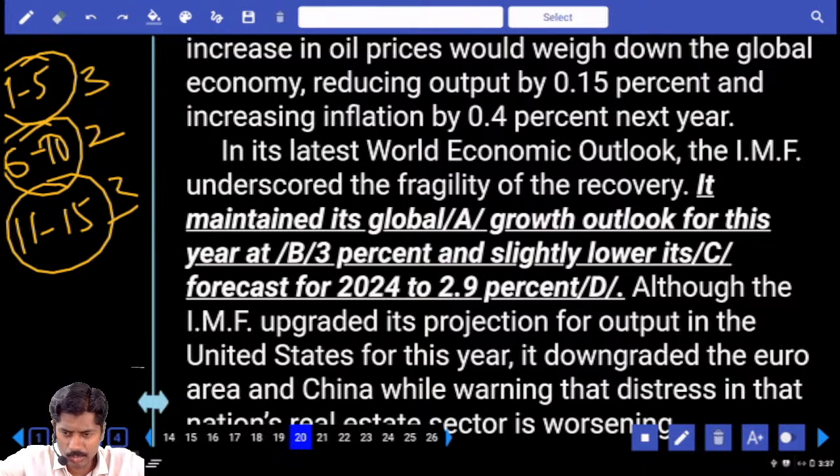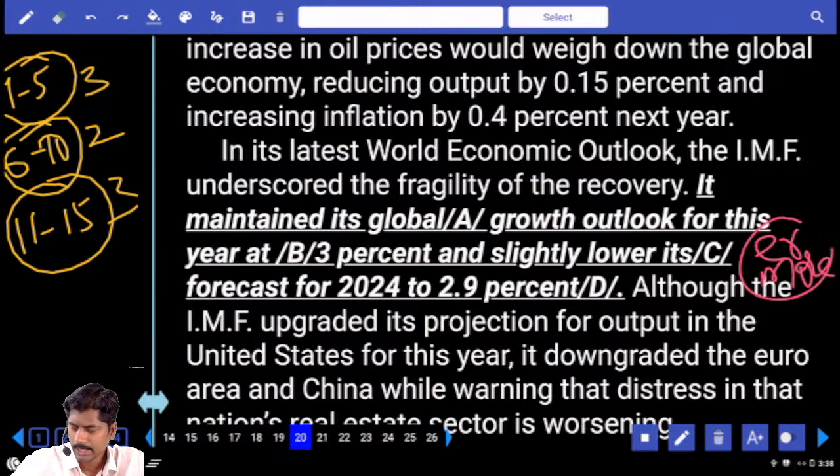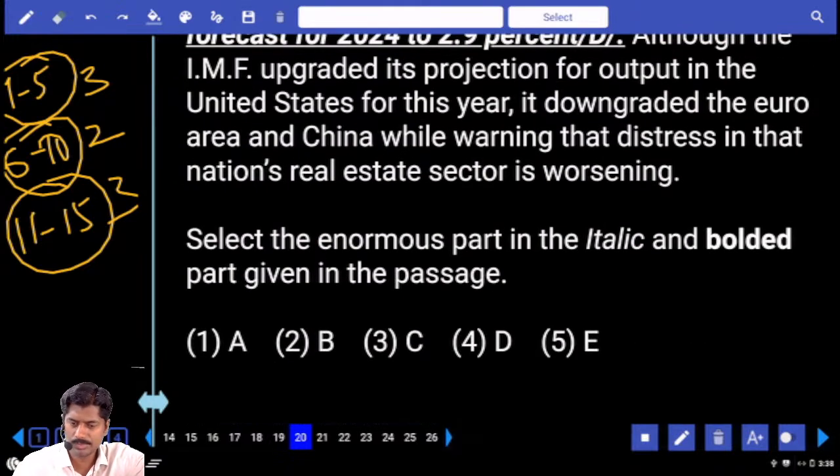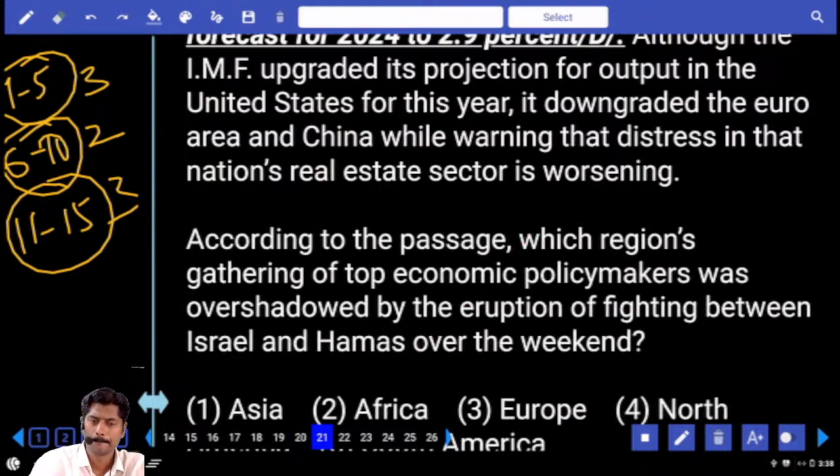It maintained its global growth outlook for this year at 3% and slightly lowered its forecast for '24 to 2.9%. Whenever we see er or more, what do we generally take? Higher than, lower than, richer than, greater than, more beautiful than, more sincere than. So slightly lower than its forecast. So the error is in the C part.